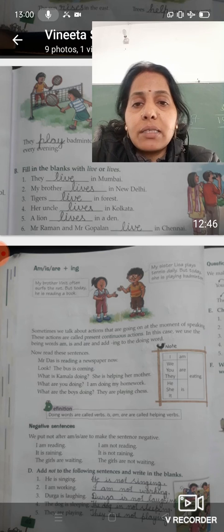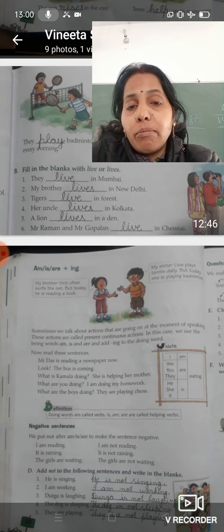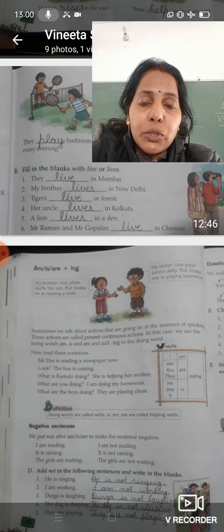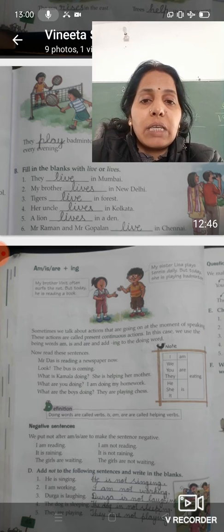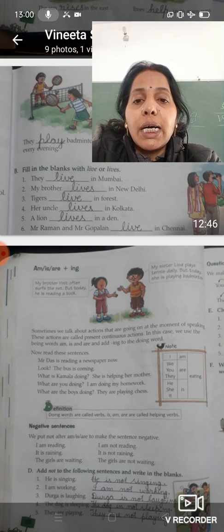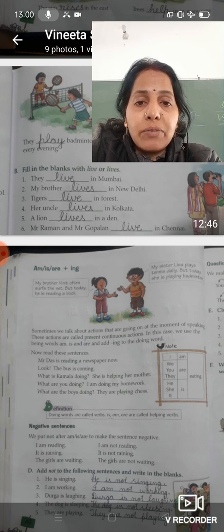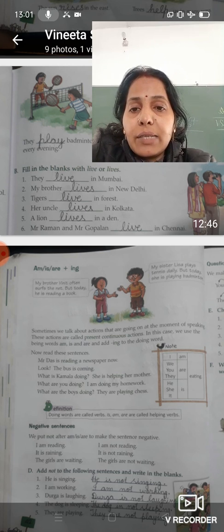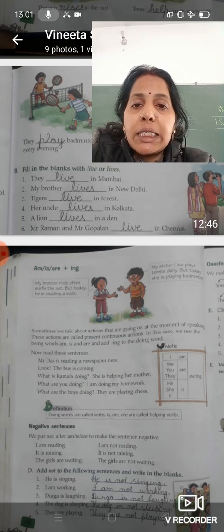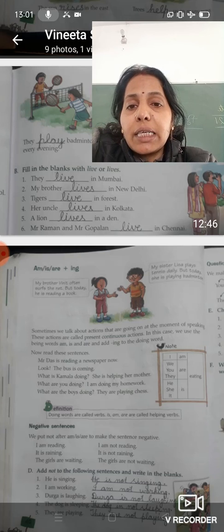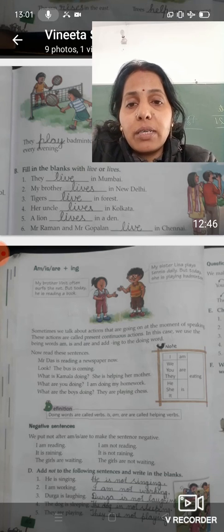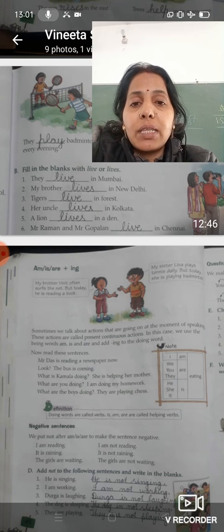Third one, tigers dash in forest. Here we are talking about many tigers, not a single tiger, so you will write, tigers live in forest. Next one, her uncle. Uncle is a singular noun here, so you will write, her uncle lives in Kolkata. Then the fifth one, a lion dash in a den. Lion is a singular noun here, so you will write, a lion lives in a den.